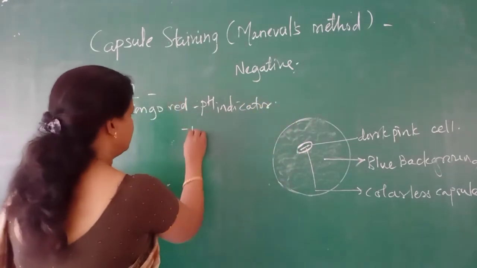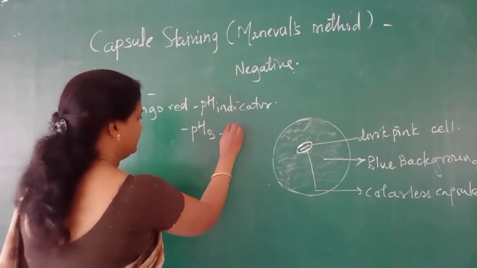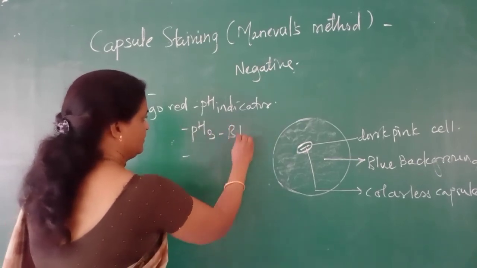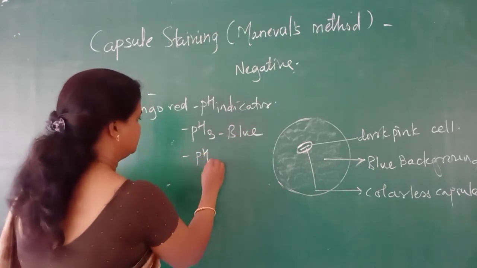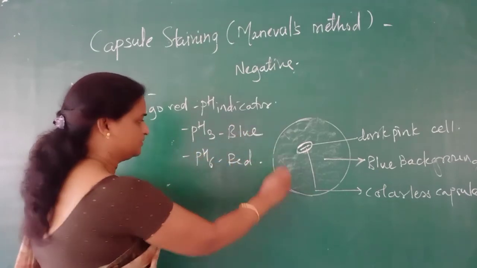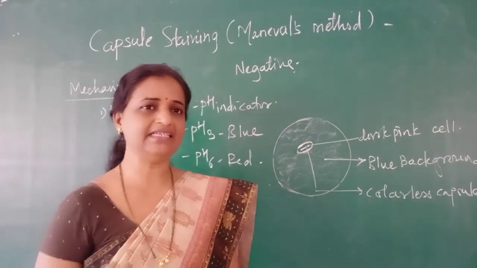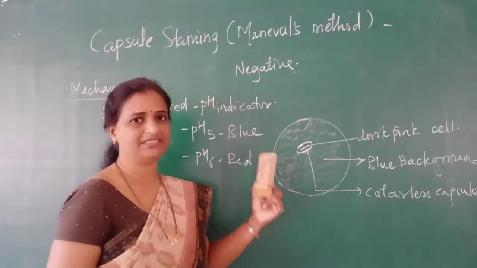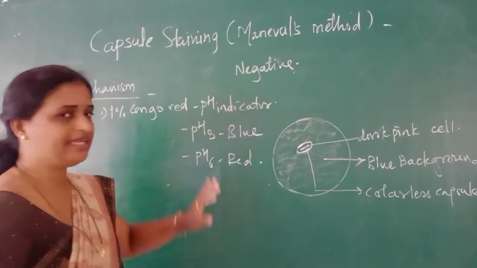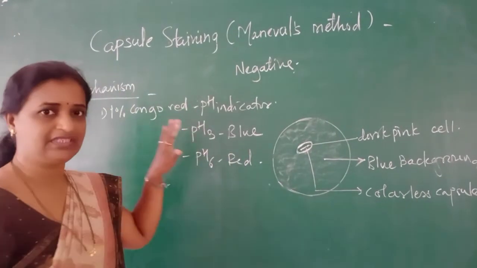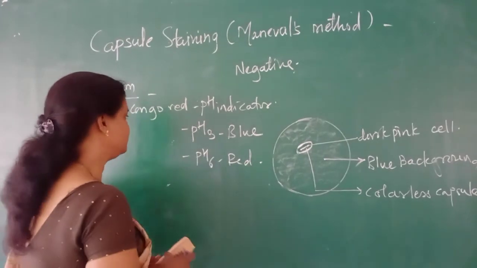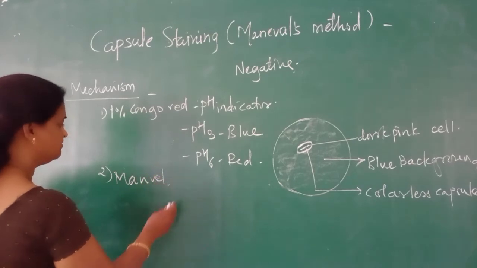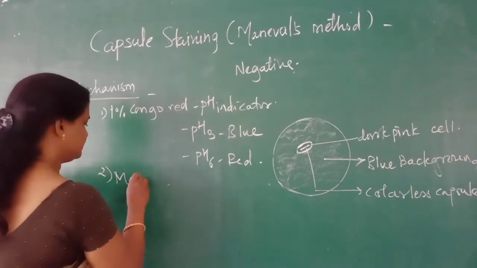Congo red at pH 3 is blue in color, and at pH 6 it is red in color. So in slightly acidic or alkaline pH, that is pH 6, it is red, and in acidic pH, it is blue. So it is one of the pH indicators that we have used in the first step of the procedure. Now what happens when you apply the second stain of the procedure, Maneval's stain.